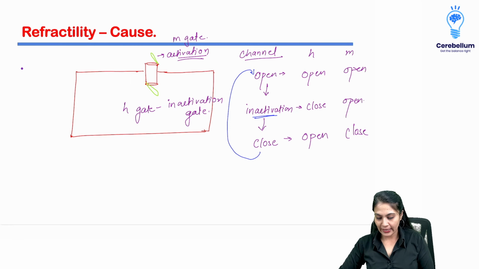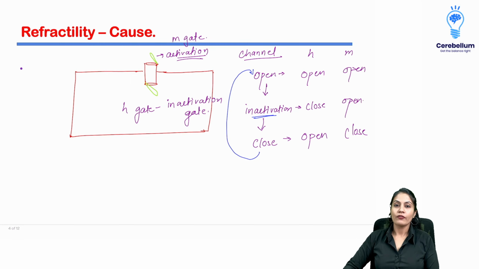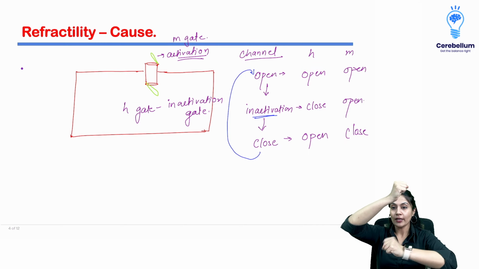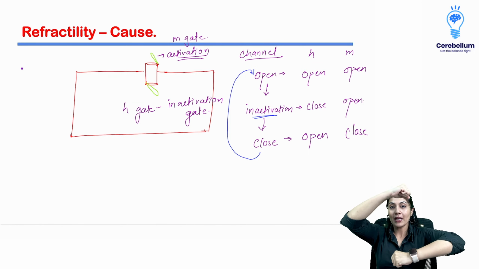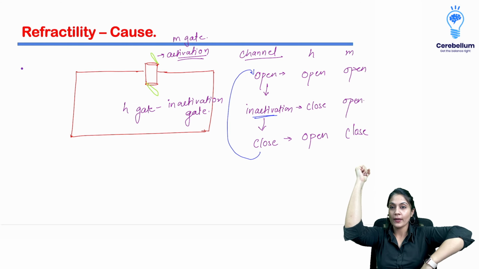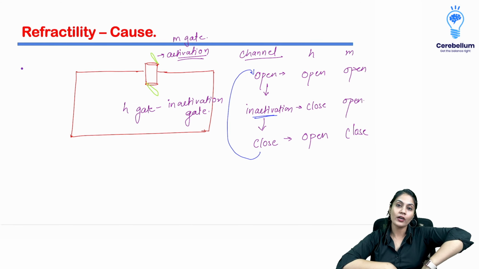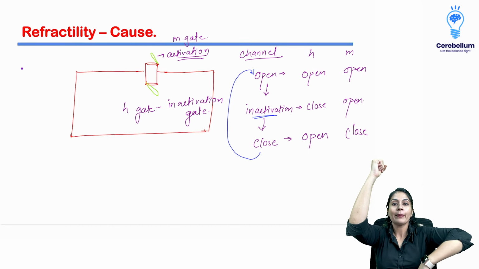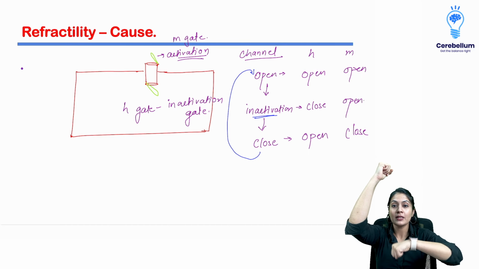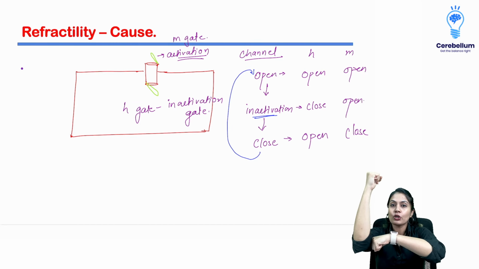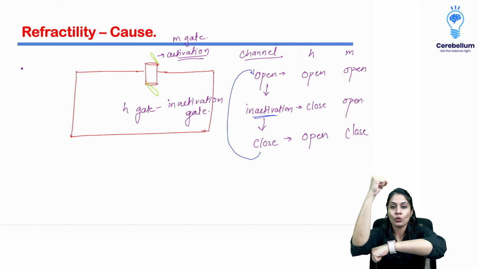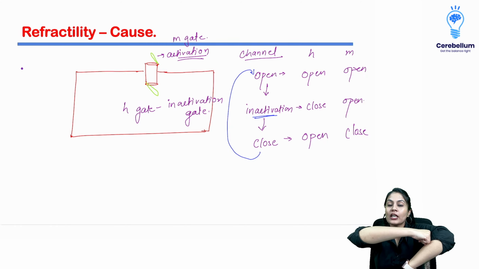Let's revise quickly what I mean over here. First things first, let's say these are the two gates, right? One is the M gate, one is the H gate. What will happen? Both the gates are going to be open and hence the sodium can enter into my cell. Now, there will be inactivation. Inactivation means the H gate is going to be closed, M gate is open. No matter how strong a stimulus you give, the H gate will not open. It will remain closed for a particular time. Now, slowly and steadily, it will come into the closed state.